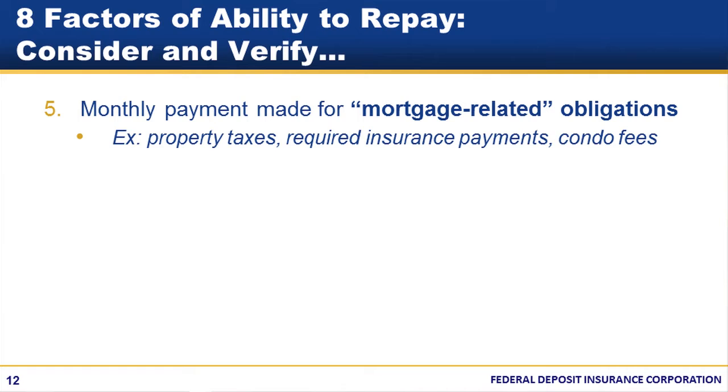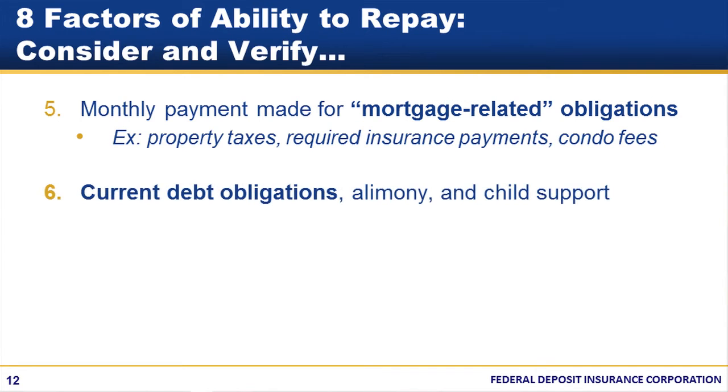The fifth factor is the monthly payment for mortgage-related obligations. Mortgage-related obligations are property taxes, premiums, or insurance required by the creditor, including hazard and mortgage insurance, condominium assessments, and similar recurring charges. These must be considered regardless of whether there is an escrow account. The sixth factor is current debt obligations, alimony, and child support.